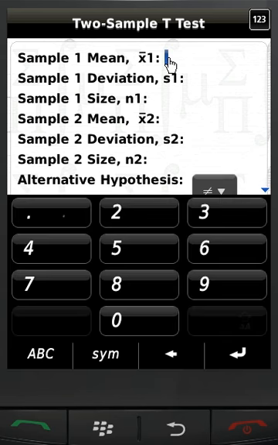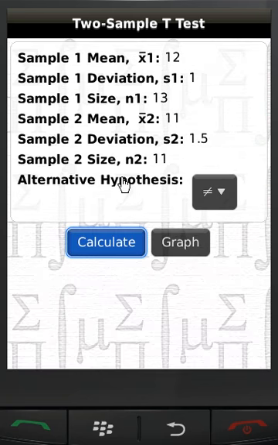So let's pick some numbers. Let's say that the sample 1 mean is 12, sample 1 deviation is 1, the sample 1 size 13. Recall this is a t-test. Sample 2 mean 11, sample 2 deviation 1.5, sample 2 size 11. Let's choose not equals, calculate.